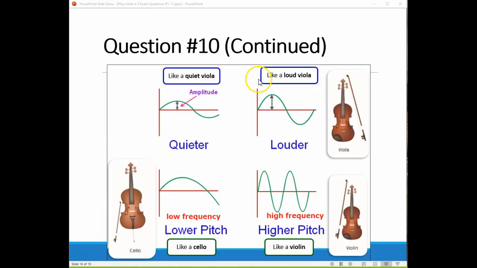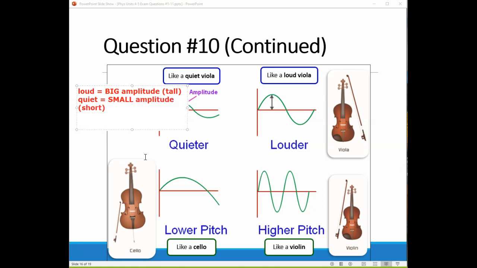Okay, so when you talk about question number 10, again, if you're looking for something that's loud, you want something that has a big amplitude, which means that it's tall. If you're looking for something that's quiet, it should have a small amplitude, which means that it's short. If you're looking for something that is low pitched, like a male's voice, you want a low frequency, which means fewer waves, versus high pitched, like a female's voice, where you would want a high frequency, which means more waves.